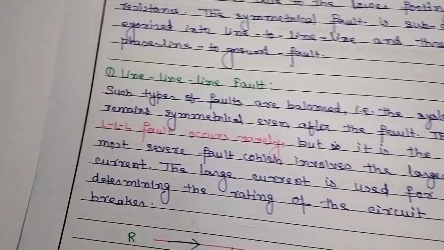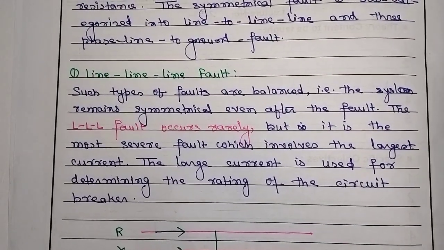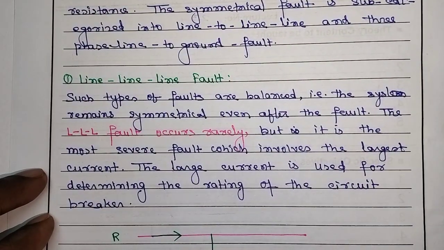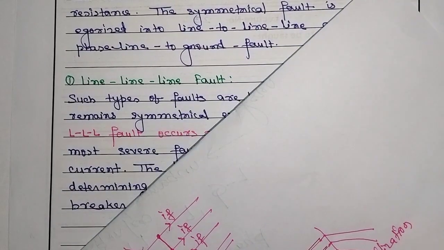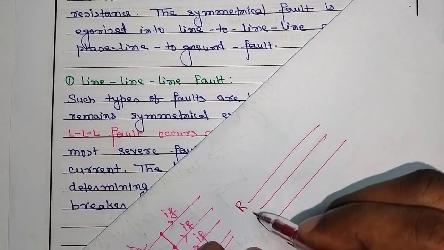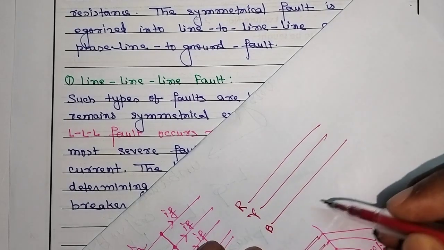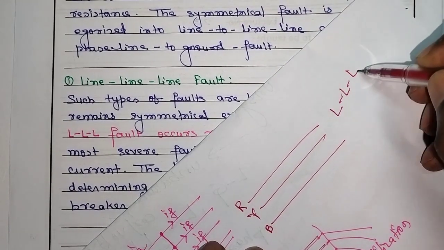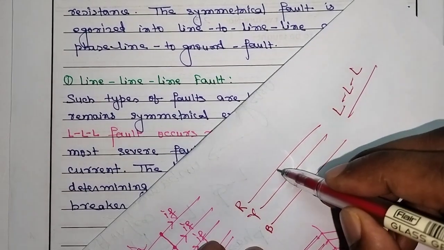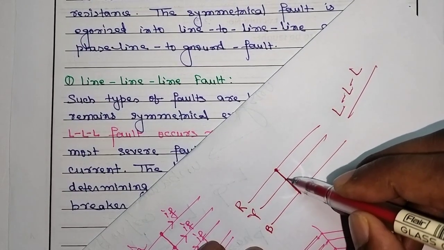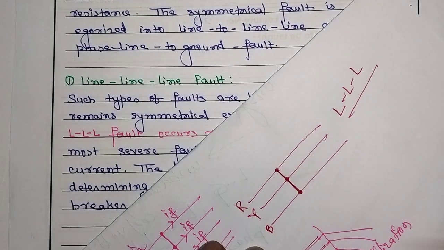So now we'll see here the line to line fault. The word itself shows it. Suppose this is the R, Y and B conductors. So here it is said line to line to line fault. All three of the conductors get involved in such type of faults.